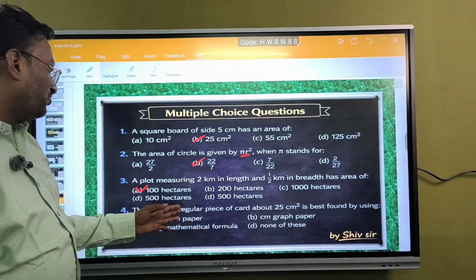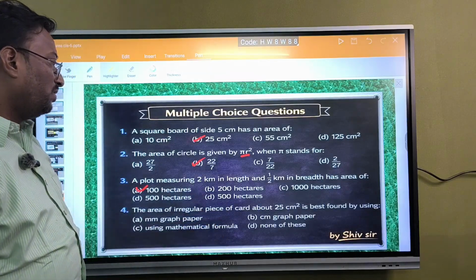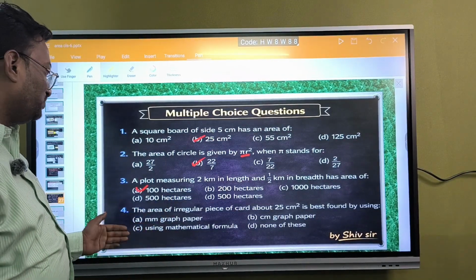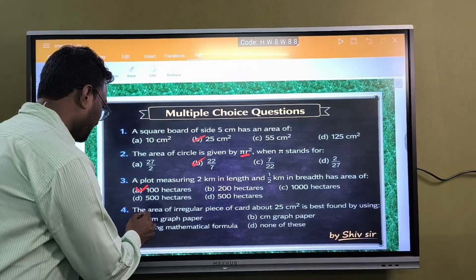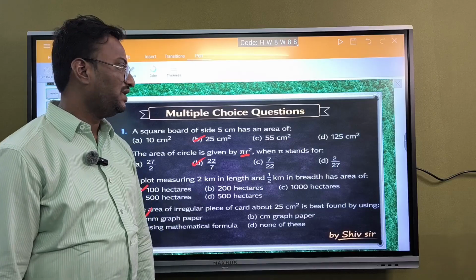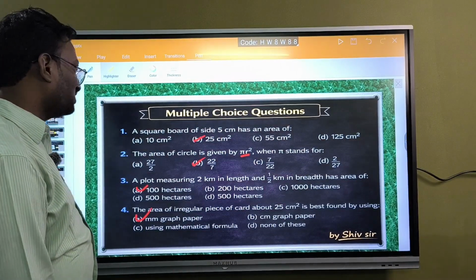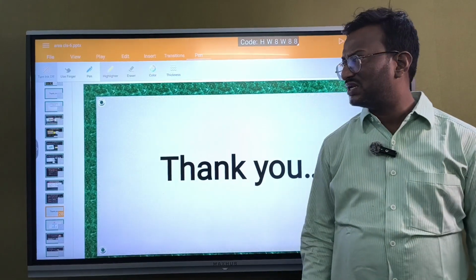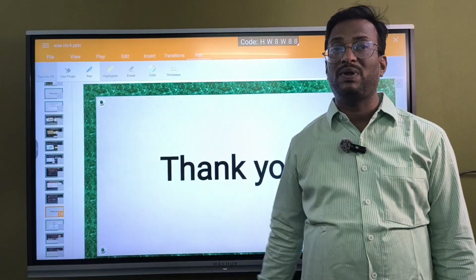And the area of an irregular piece of card of about 25 centimeter square is best found by using a millimeter graph. Through millimeter graph we are going to find out 25 centimeter square. Likewise we can answer the bits, children. Try to answer. In future we are going to answer many more problems.